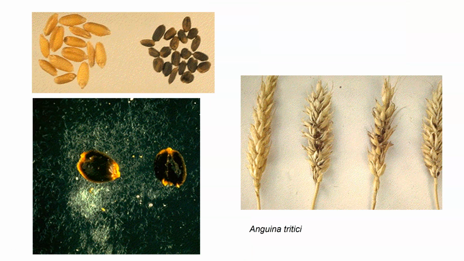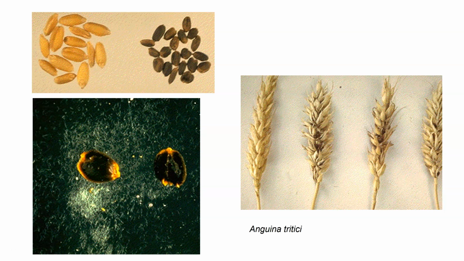We talked about Anguina tritici. You've got your seeds up at the top. On the left-hand side, those are normal seed. On the right-hand side, they are infected. You take the infected seed, you put them in water, you crush them a little bit, you get these thousands of nematodes crawling out of them. You get transmission along with the host part.